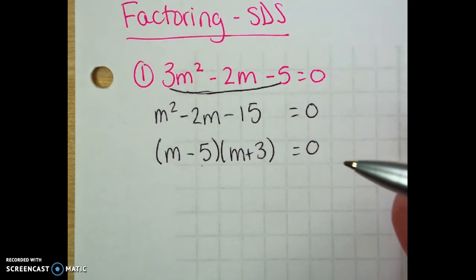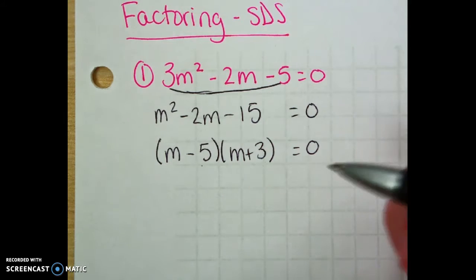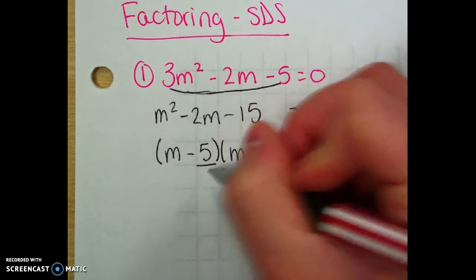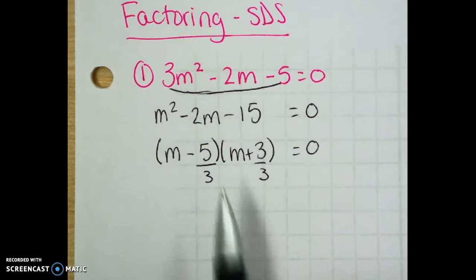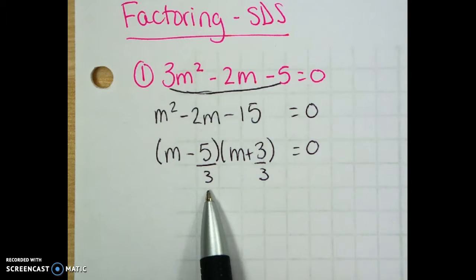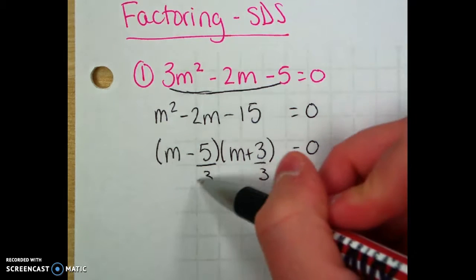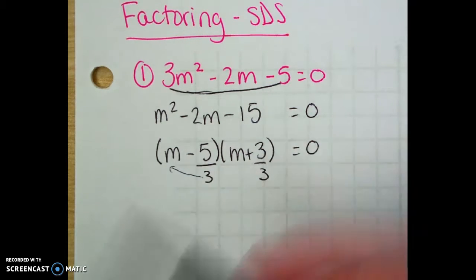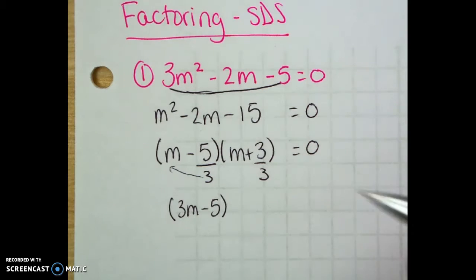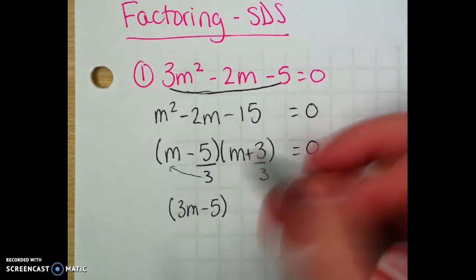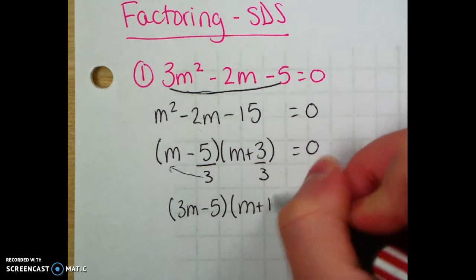Okay, now here is where a lot of you try to set them equal to 0 and solve, but you forget you need to divide. This does not reduce, so it just becomes 3m minus 5 because I moved the denominator to the front. So 3m minus 5, and over here 3 divided by 3 is 1. So this is m plus 1.